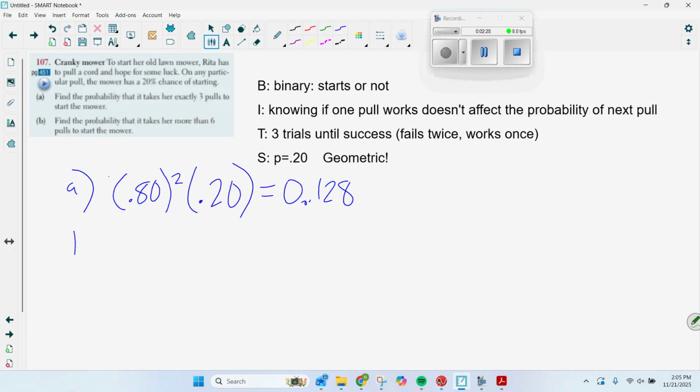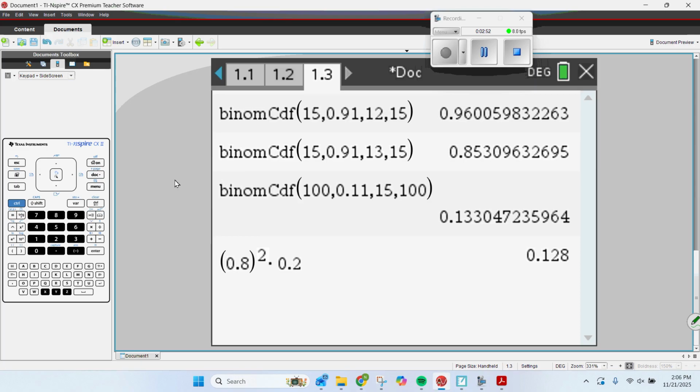Now for part B, find the probability that it takes her more than 6 pulls. We have to be careful. More than 6 pulls is actually 7 or more. We're not including the 6. This is going to be a CDF situation. And because I'm doing trials until success, I know that this is for geometric.